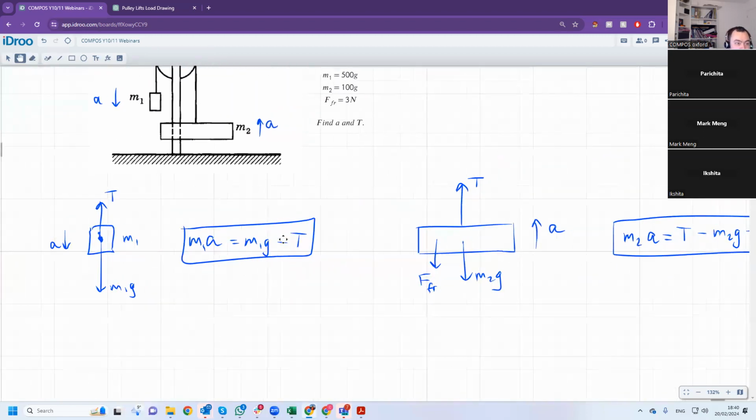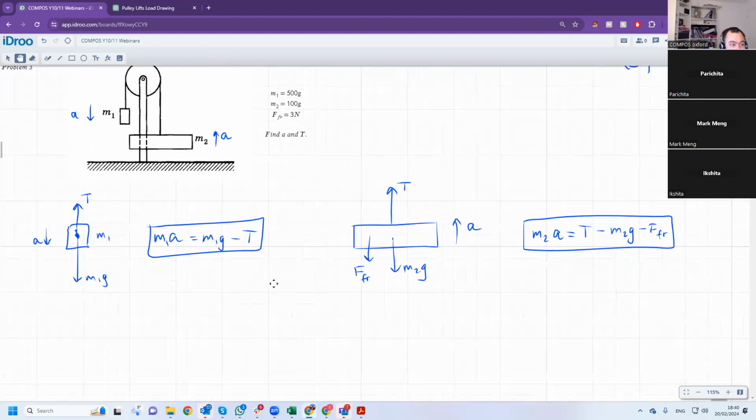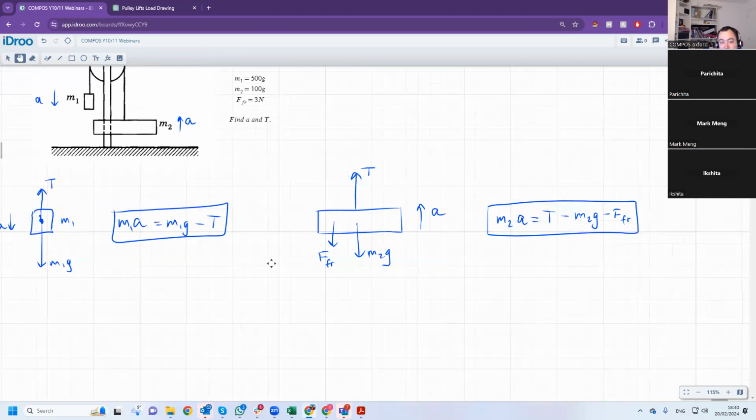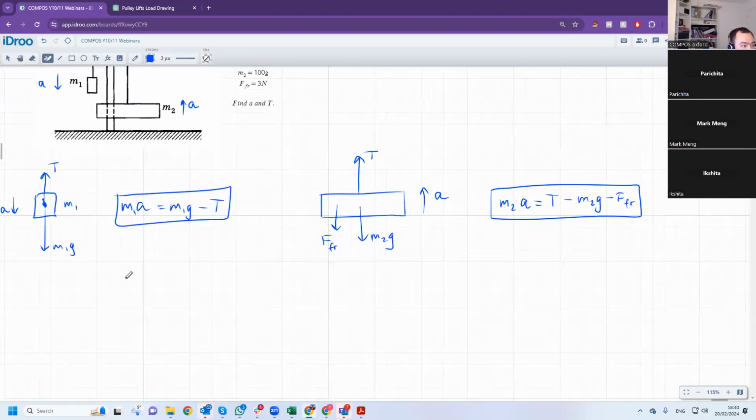And then all you need to do is figure out how many unknowns. Two: a and T are the unknowns. And all you need to do is, oh, you can add the two equations. So 1 plus 2. Let me just finish this one.